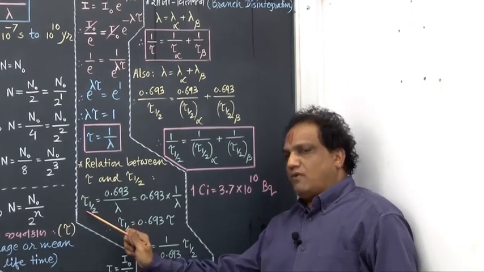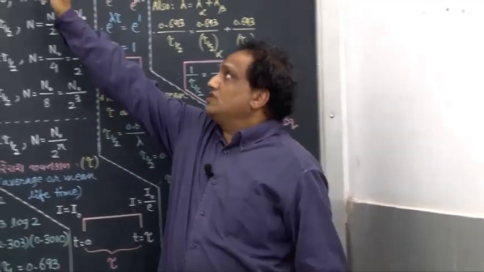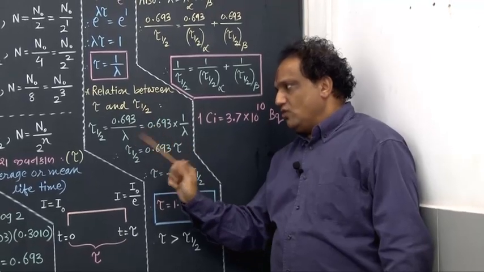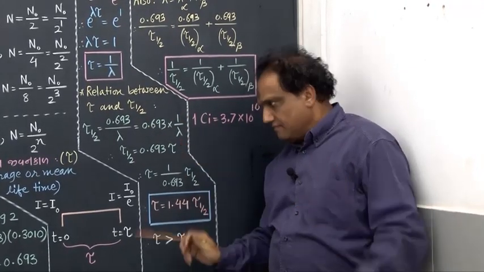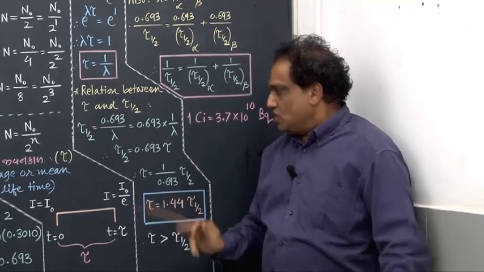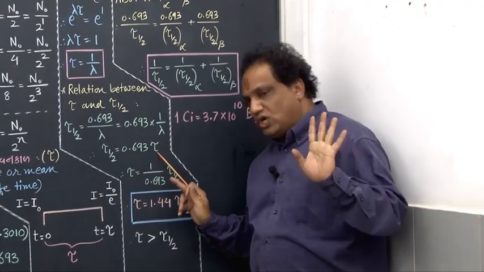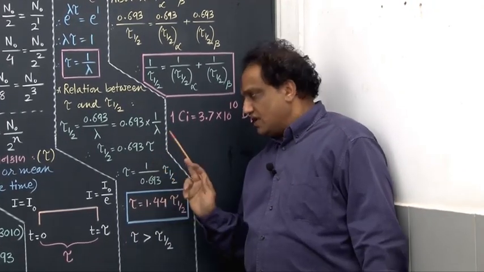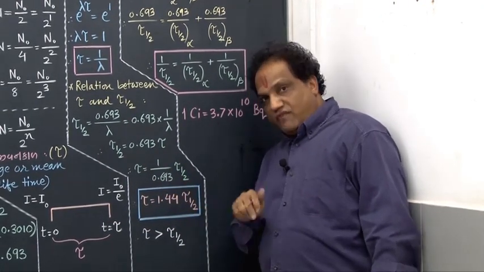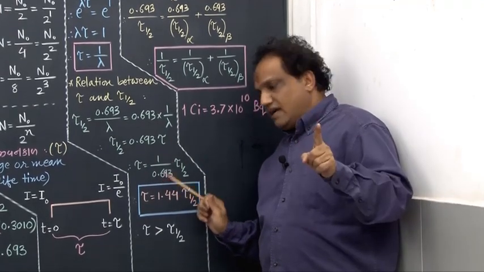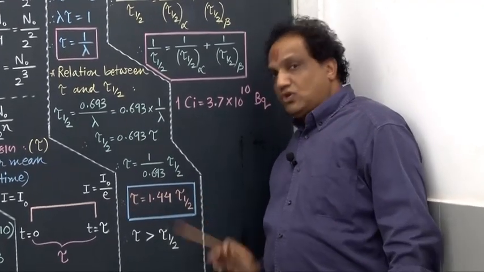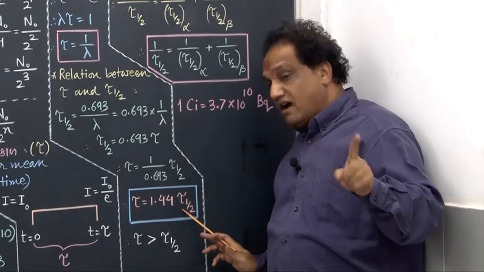Very simple. The tau half formula we have obtained just now is 0.693 upon lambda. Can you rewrite 0.693 into 1 upon lambda? 0.693 as it is, but 1 upon lambda is nothing but tau. So 1 upon lambda can be replaced by tau. Now find out tau: 1 upon 0.693 into tau half. When you find 1 upon this factor, you get 1.44 into tau half. So this gives you the relation between average life and half life.